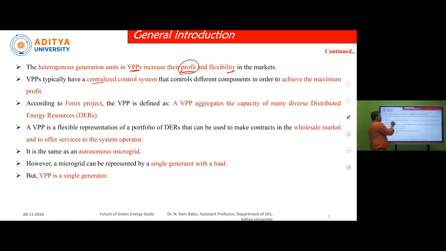And in the Phoenix project, they have given a formula. It is a virtual power plant that aggregates the capacity of many diverse distributed energy resources. This VPP also offers services to a system operator, that means the ISO. Apart from that, the virtual power plant is almost the same as an autonomous microgrid. A microgrid means a small generating station where the energy is sold to the grid. And the VPP will also be considered as a single generating system.